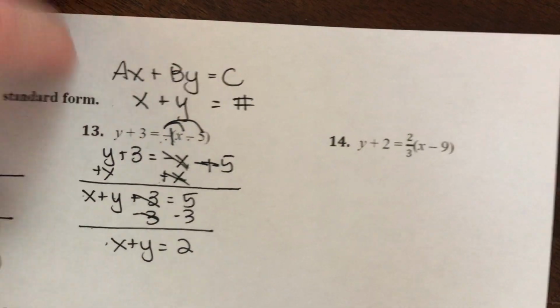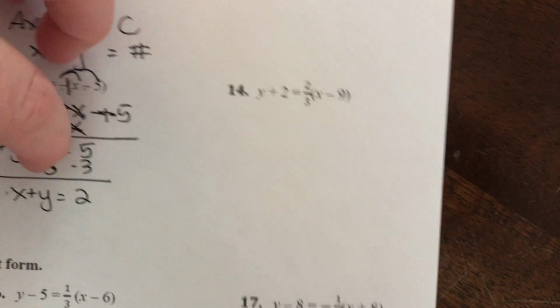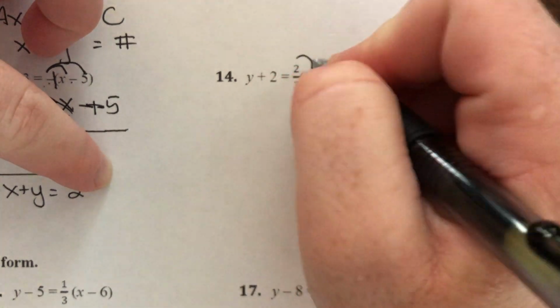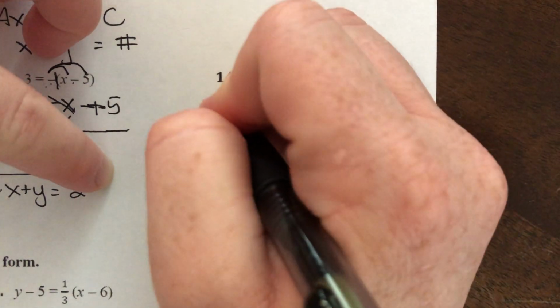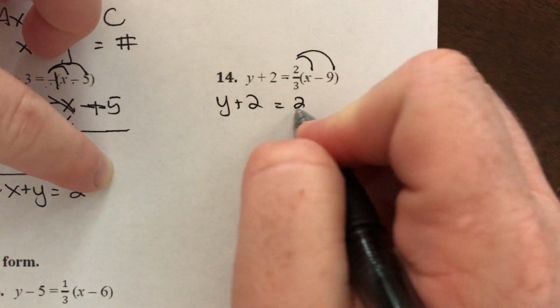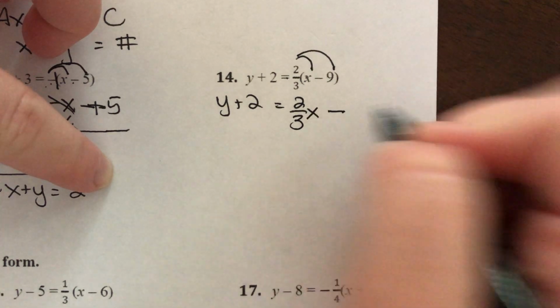Okay, and then finally, last one in standard form. Then we're going to do some points, slope-intercept form. Here, we want to distribute. Get rid of the parentheses, first step. Y plus 2 equals 2/3 times x is 2/3 x. Bring down my minus sign.